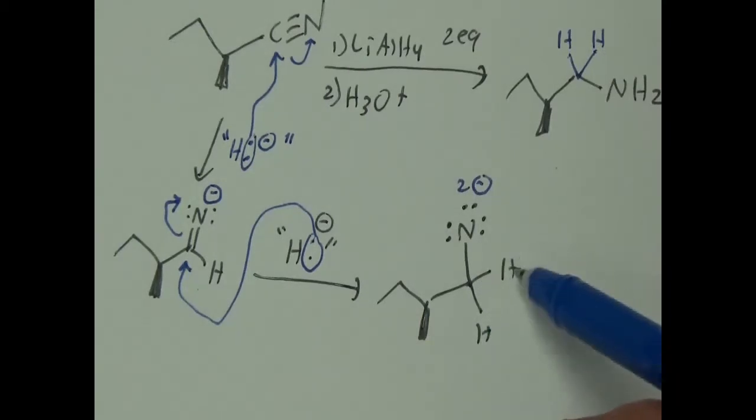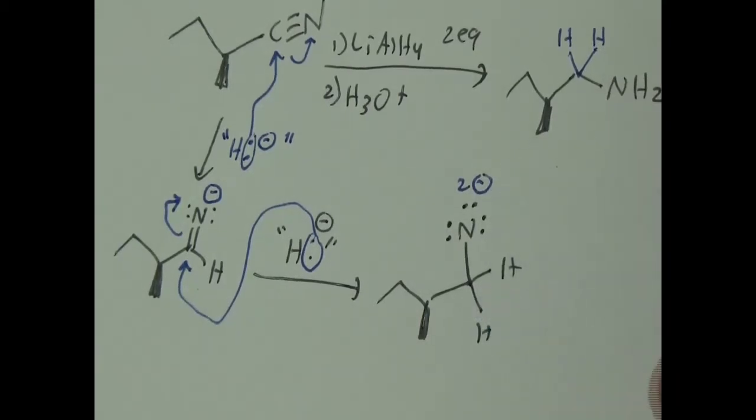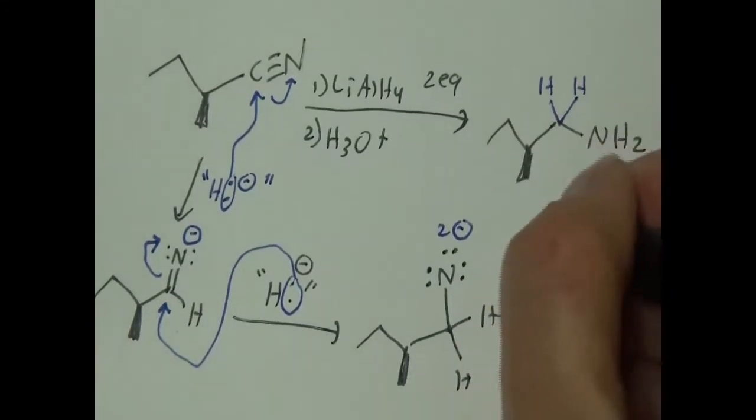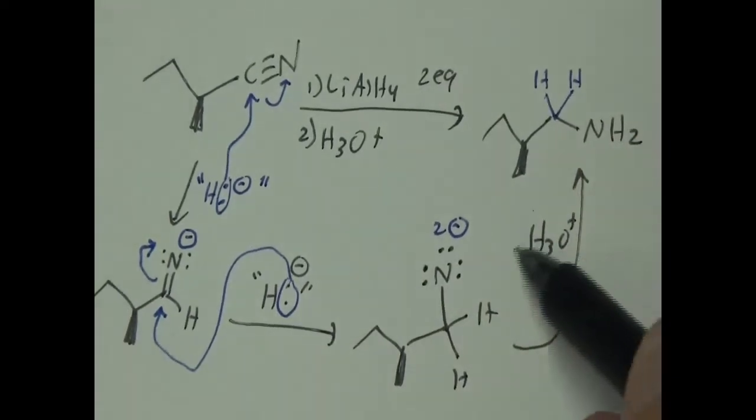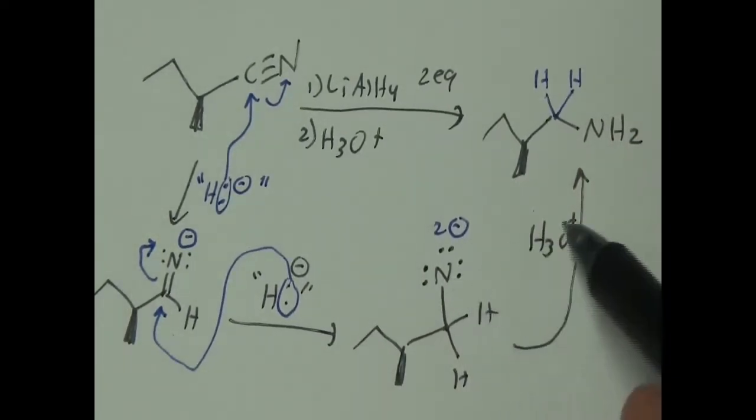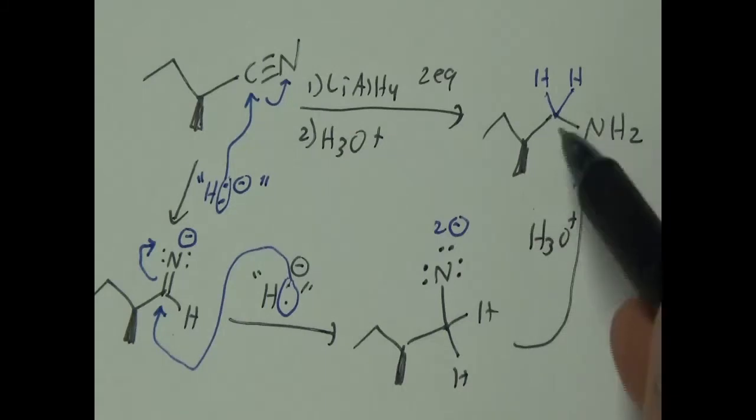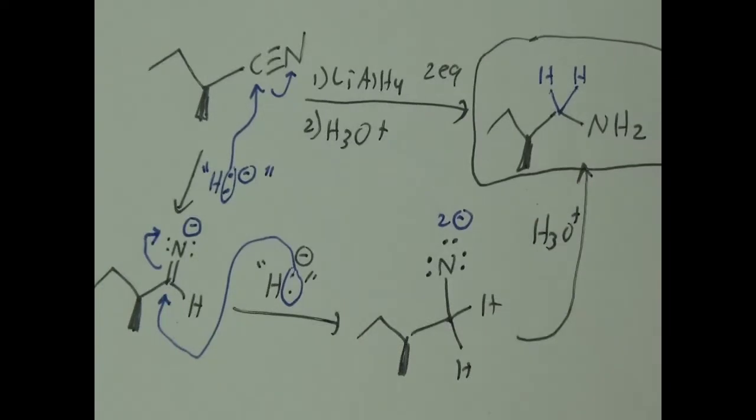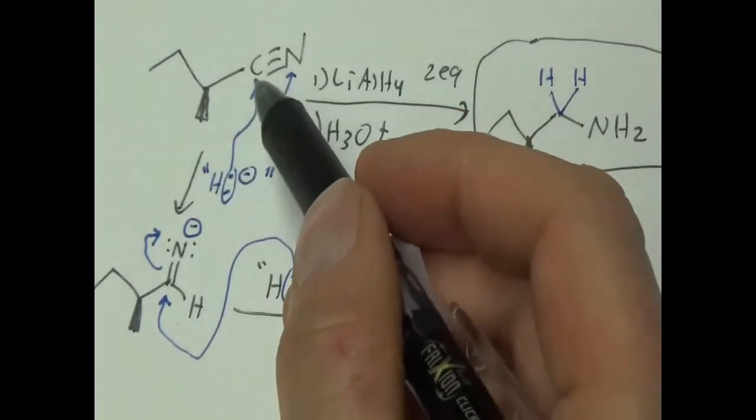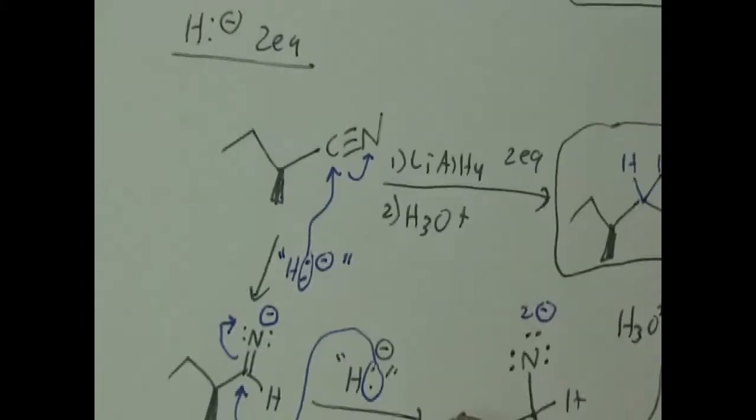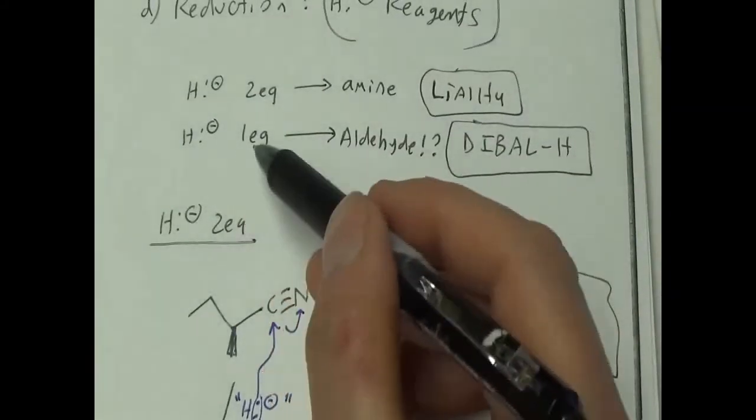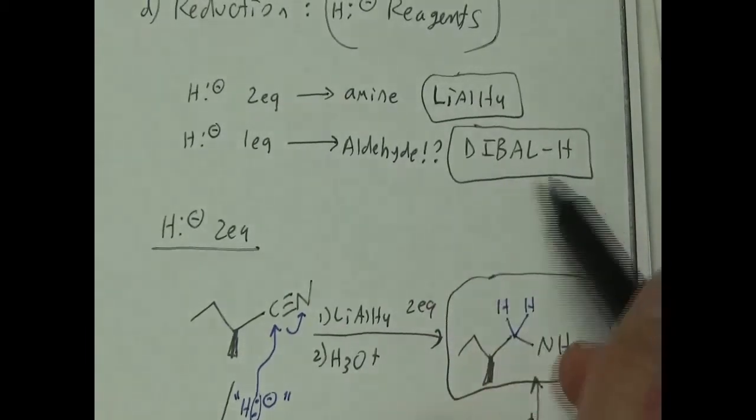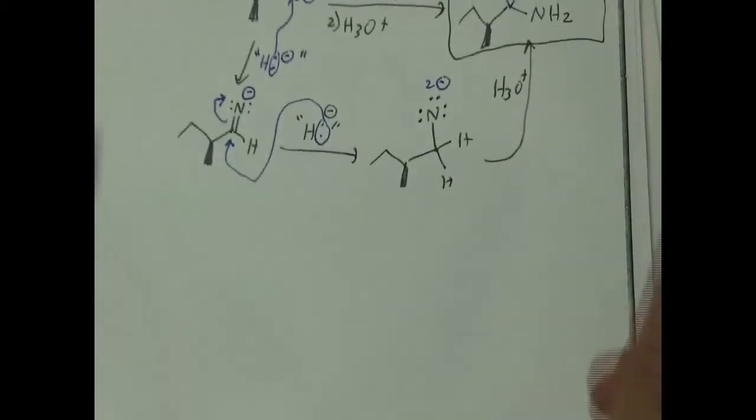You have 2 negative charges on nitrogen, which is very unusual. You don't really see nitrogen with 2 negative charges. But anyway, then you just carefully drip in some H3O plus, and you get 2 protons incorporated onto nitrogen, flip it around, and you get this final product. So this is actually old stuff. You may have forgotten it, but you can do a double reduction of a nitrile to an amine. And what was the other one? I said H:⁻ one equivalent makes aldehydes. How does an aldehyde form from a nitrile? Let's do that real quick.